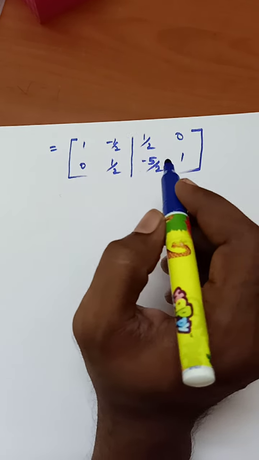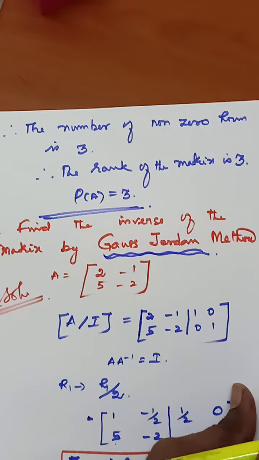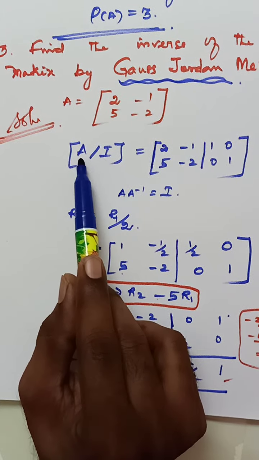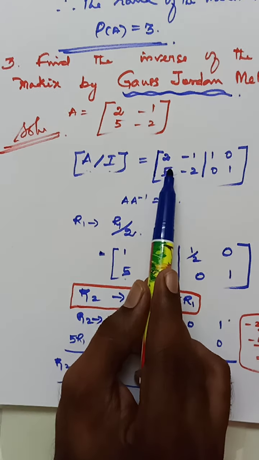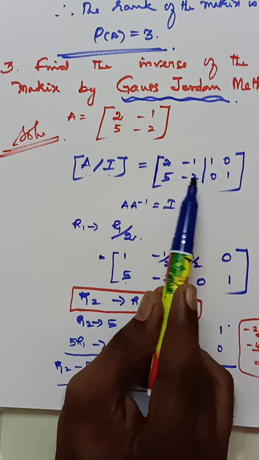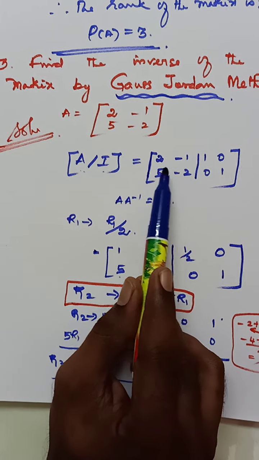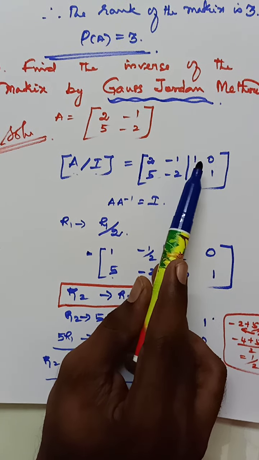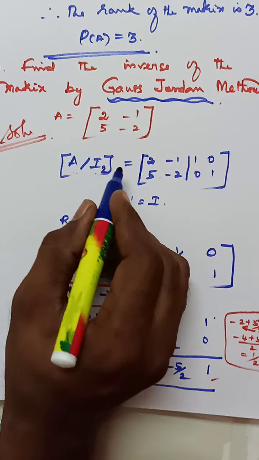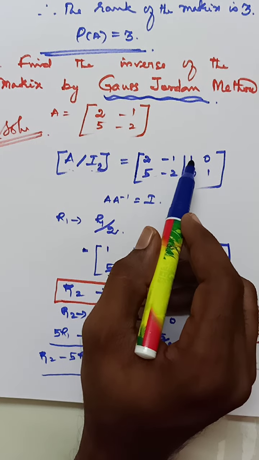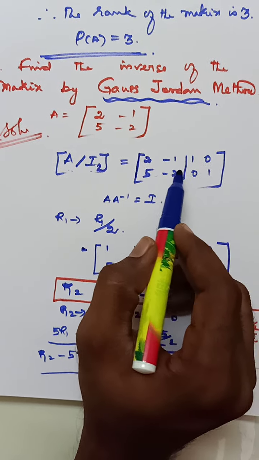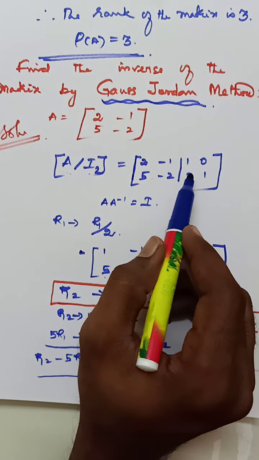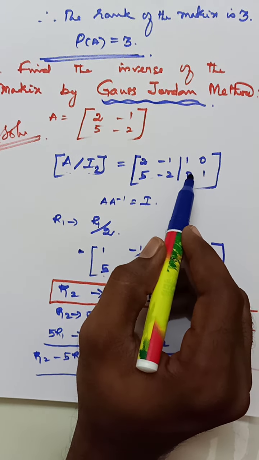So do you understand? Once again I will repeat. In this method you write A and the identity matrix like this. The given matrix, whether it is 2 by 2 or 3 by 3, no matter. This is 2 by 2, it is very simple: 2, minus 1, 5, minus 2, and the identity matrix of order 2. If it is 3, you can write 3 by 3. So it is 2, 1, 0, 0, 1. You have to make this part as 1, 0, 0, 1. This part will represent your inverse. That's it. That is for this method.